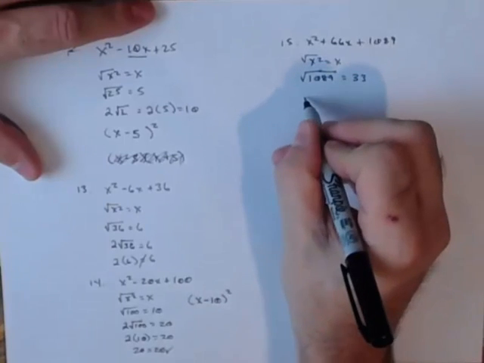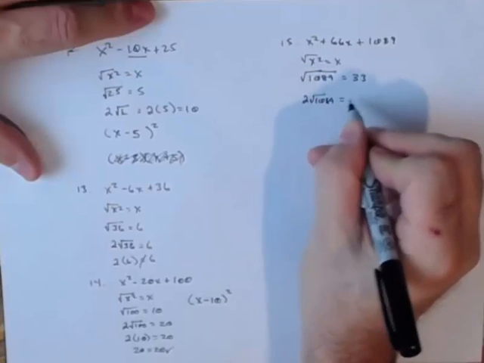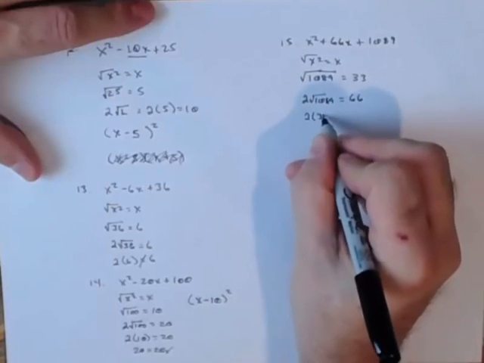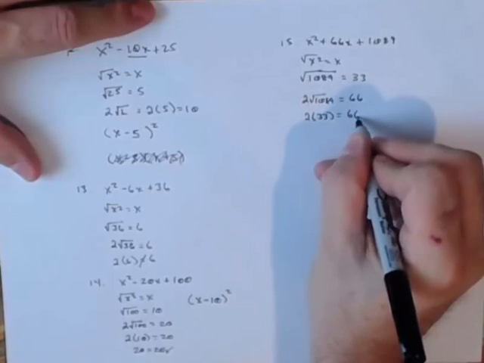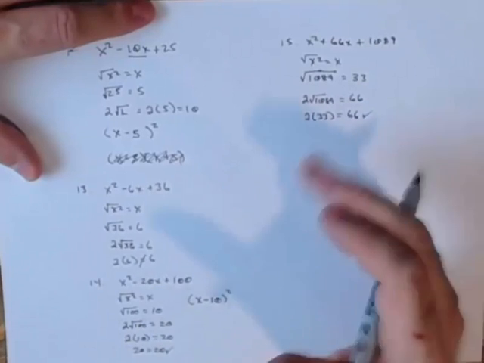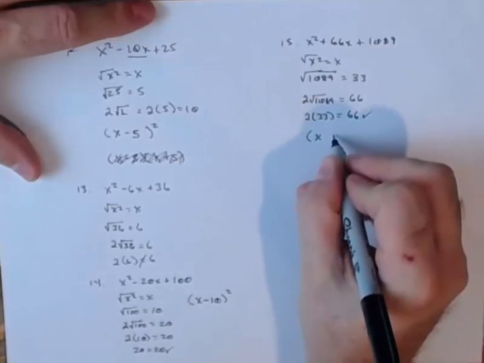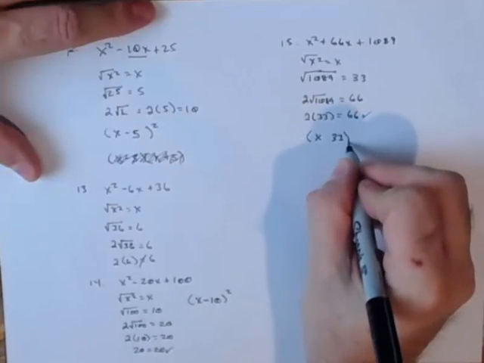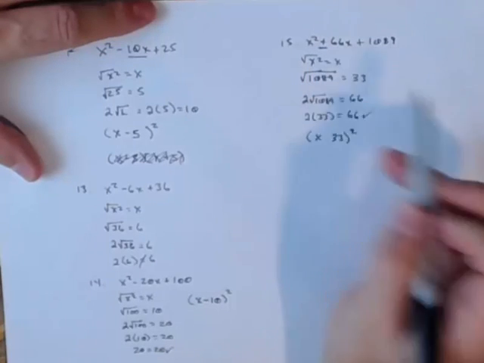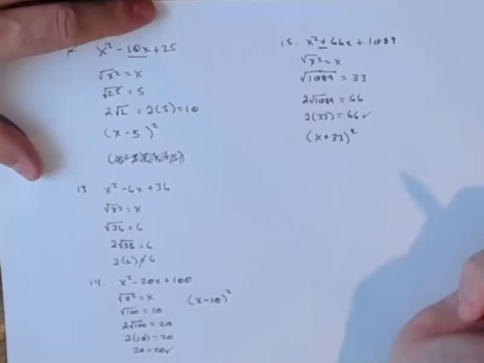What about the third condition? 2 times the square root of 1089, does that equal 66? Well, 2 times 33, does that equal 66? Yes, it does. So this is a trinomial square. What does it factor to? First term, x. Last term, 33. Quantity squared. What's the sign? Look at this place. It's a positive. X plus 33 squared.